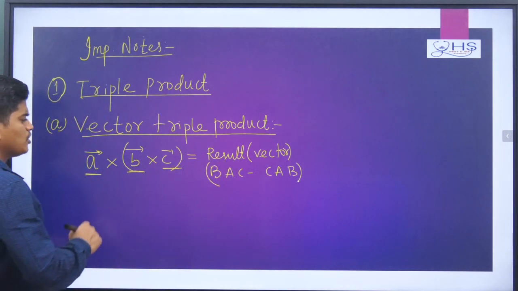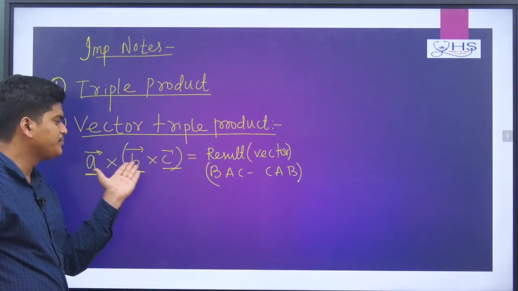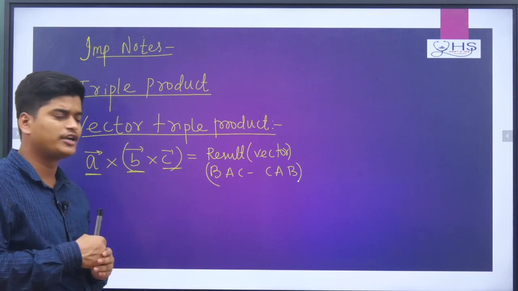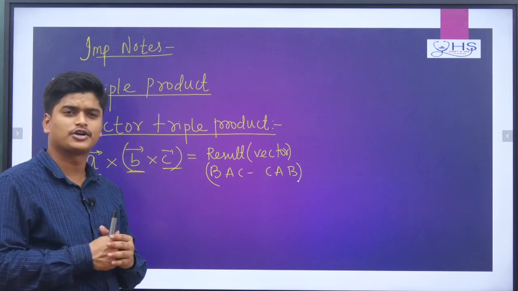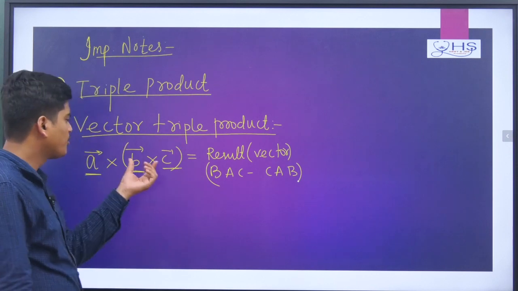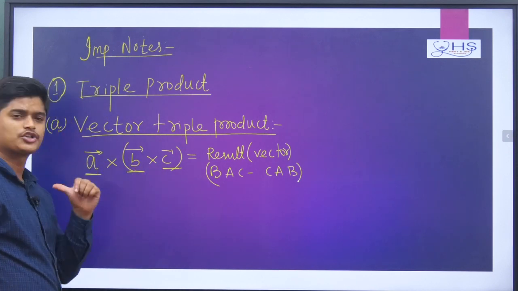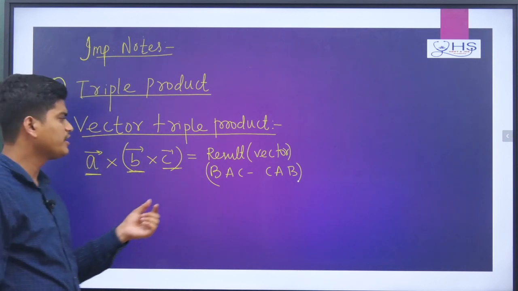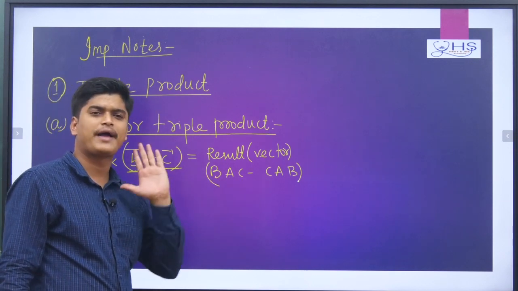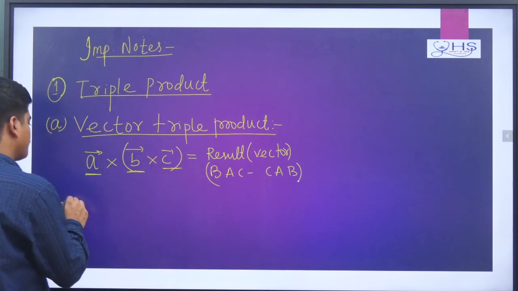So here what we will do? Actually, normally you can find B cross C. We know how to multiply 2 vectors in cross product already, as you know from the previous lecture. So you can multiply this, then after you can do cross product with A vector. But here we will understand with a certain formula, BAC minus CAB, so that sometimes you will get it easily.